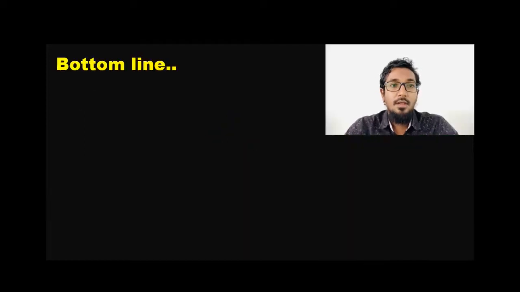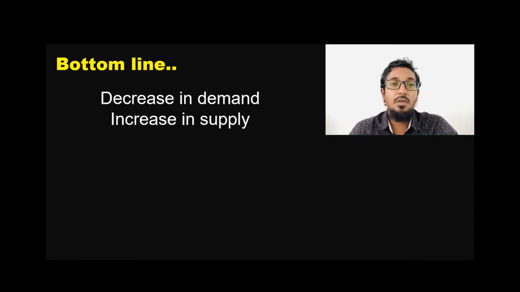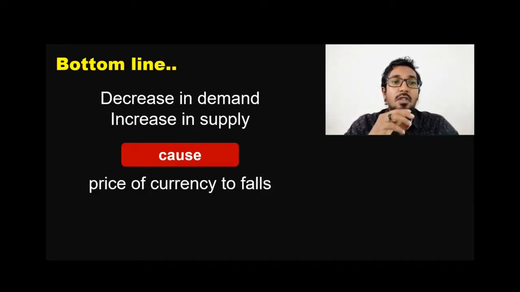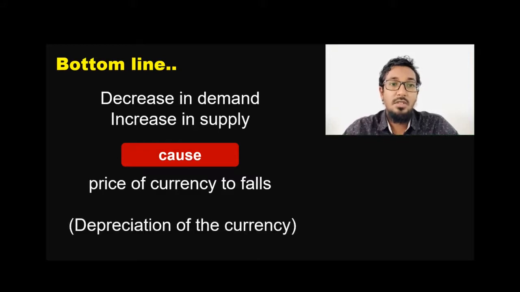Understand? The bottom line is that if there is a decrease in demand for the currency and an increase in the supply of the currency, it will cause the price of the currency to, students, can you guess? The price of the currency will fall, right? So in a floating exchange rate, a fall in the price of the currency is the depreciation of the currency, isn't it? So we say it is the depreciation of the currency.